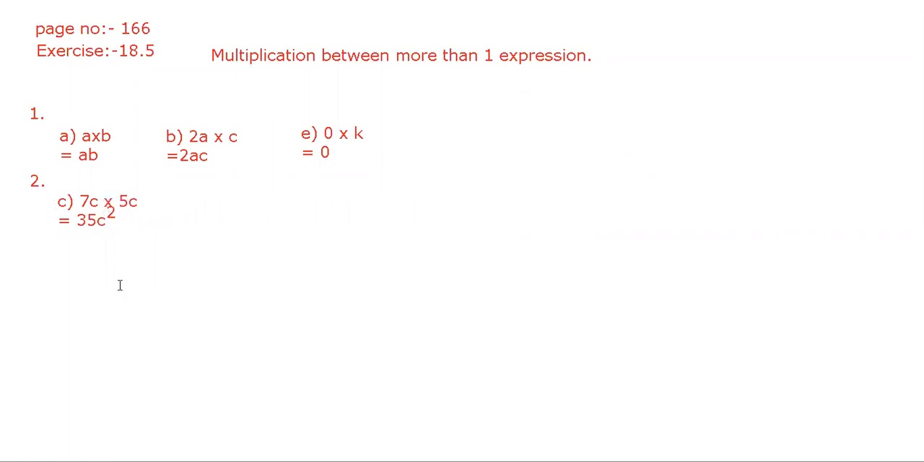C into C is C square. So the answer is 35 C square. Here is one C, here is one C, C square. In this way, question number C can be solved.